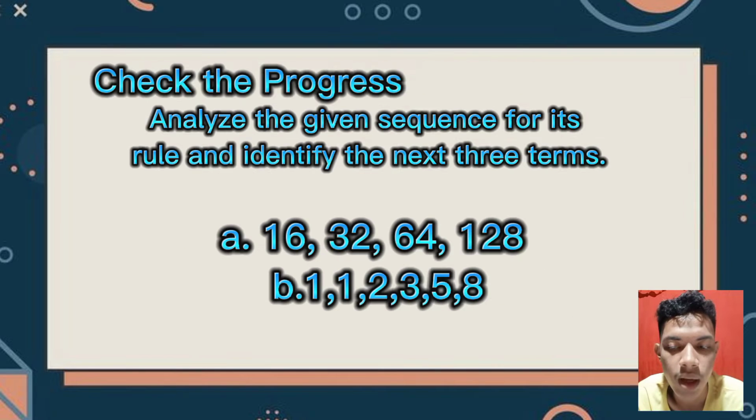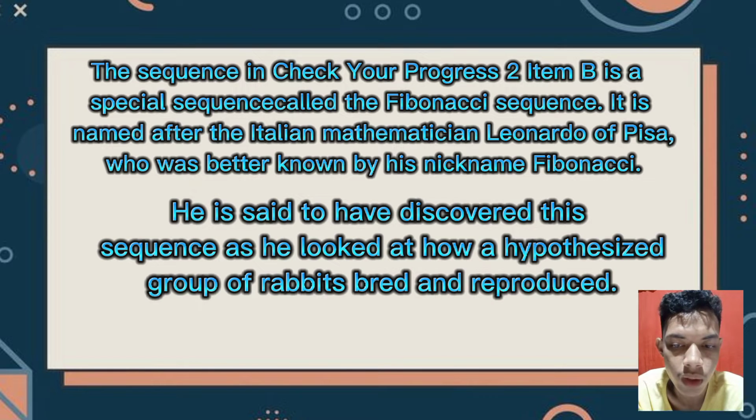Check your progress. Analyze the given sequence for its rule and identify the next three terms. A. 16, 32, 64, and 128. B. 1, 1, 2, 3, 5, and 8. The sequence in Check Your Progress, item B, is a special sequence called the Fibonacci sequence. It is named after the Italian mathematician Leonardo of Pisa, who is better known by his nickname Fibonacci. He is said to have discovered this sequence as he looked at how a hypothesized group of rabbits bred and reproduced.